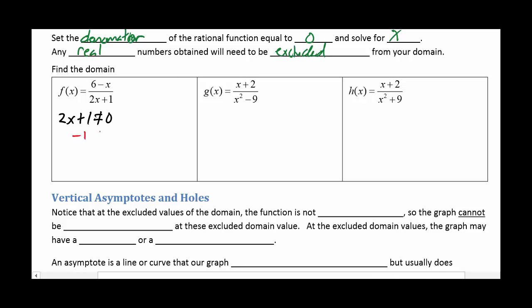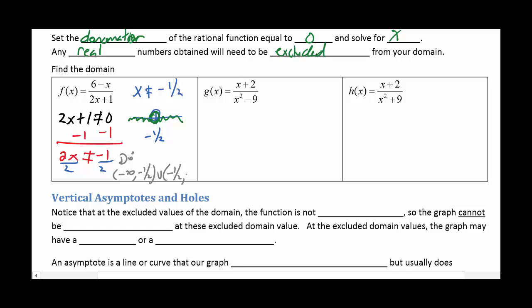So I want to subtract 1, and I get 2x does not equal negative 1. Divide by 2, and I get, in this case, that x cannot be negative a half. So on a number line, you'd be staring at negative a half. There's an open circle at negative a half, and we've got everything shaded on either side of it. So we've broken our domain up into two pieces. Our domain then would be anything from negative infinity out to negative a half, union negative a half up to infinity.